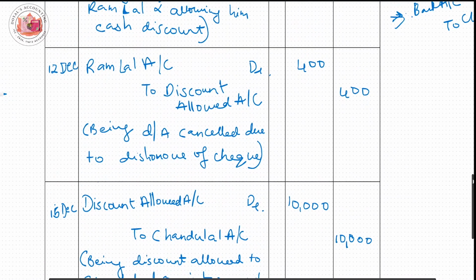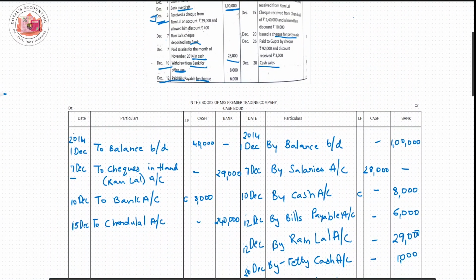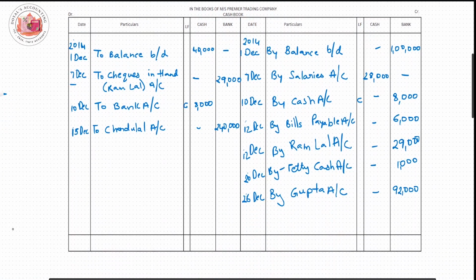Now let's go and see the next transaction. December 28th, cash sales. By now you should be very thorough with what the cash sale journal entry is, which is cash account debit to sales account. And in case you forget, remember in your cash book, the debit side is receipts and the credit side is expenses. So you can blindly write down on your debit side to sales account 9,000, and it is in the cash column.